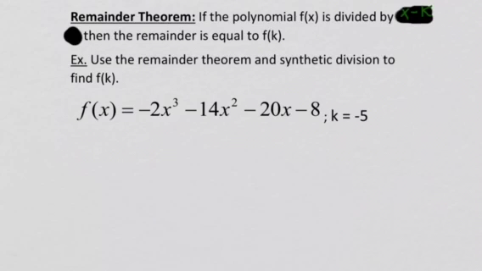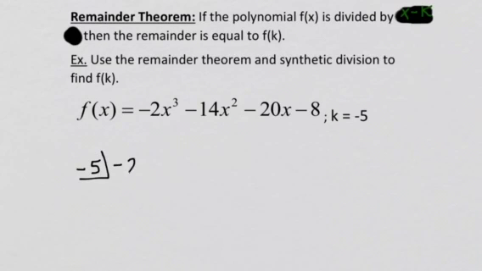They give us the function f of x equals negative 2x cubed minus 14x squared minus 20x minus 8. We're given that k equals negative 5. So we're looking for f of negative 5. So what we'll do is we'll set up synthetic division. Negative 5 was given as our k value, so we take it as it is.